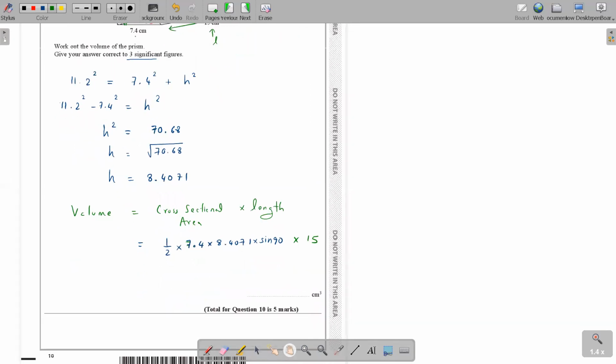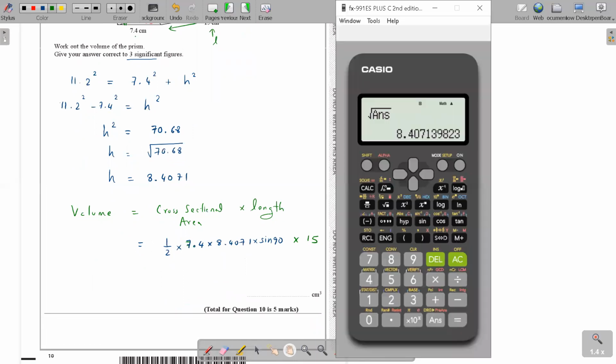So now it's a matter of giving the whole thing in the calculator, and then you can give your final answer to 3SF. So let's give the value here, half into 7.4 into 8.4071, into sine 90, into 15. So just make sure you double check that you typed it all correctly. Half into 7.4 into 8.4071 into sine 90 into 15.